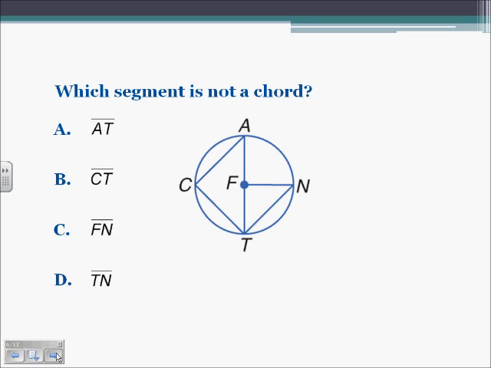Here we are asked which segment is not a chord, so we need the segment that does not have both endpoints on the circle. So if we look at our circle, we would have AC being a chord, CT being a chord, TN, and AT. So AT we said was a chord, that eliminates A. If we look, CT is a chord, so that eliminates B. And D, TN is also a chord. So that leaves us with our answer of FN not being a chord. We know FN is a radius because one endpoint is at the center and the other is on the circle.